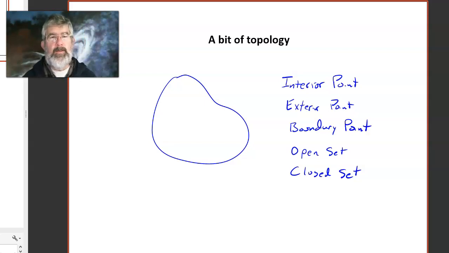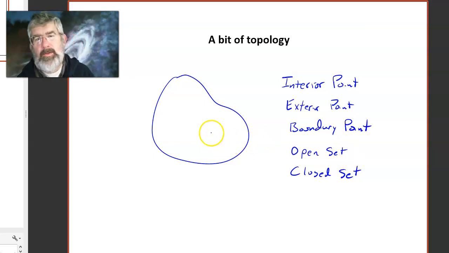In Calc 1, when we talk about limits, we have limits as you approach from the left or limits as you approach from the right. Well, I'm going to want to say limits as I approach the edge of my region, whatever that means. And so we got to make sure we understand what that means.